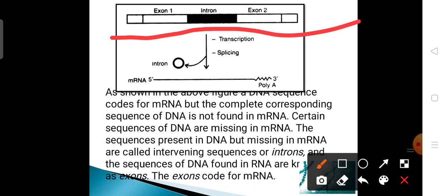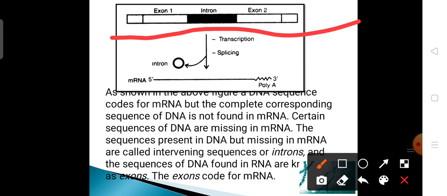Okay. So this is exon 1. With the dark color we have shown intron and exon 2. That means exon 1 and exon 2 are coding regions. Right. Intron is the non-coding region. Intron does not contain any information required for synthesis of the protein product of this particular gene. Right. Now, so how to remove intron?